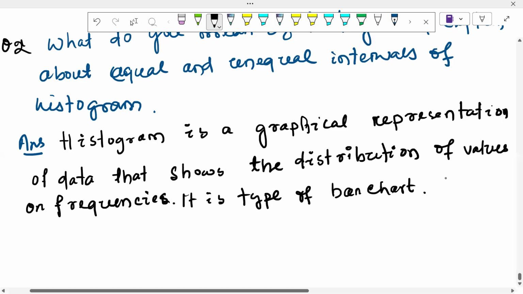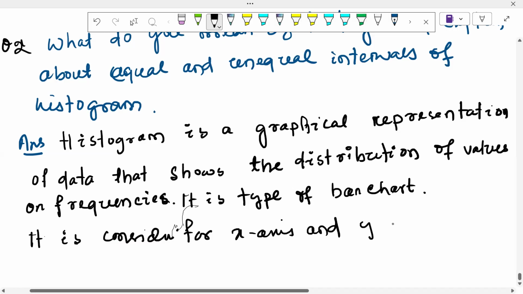And it is considered for a two-dimensional figure. It is considered for x-axis and y-axis. That is called the bar chart, which is represented in the graph.